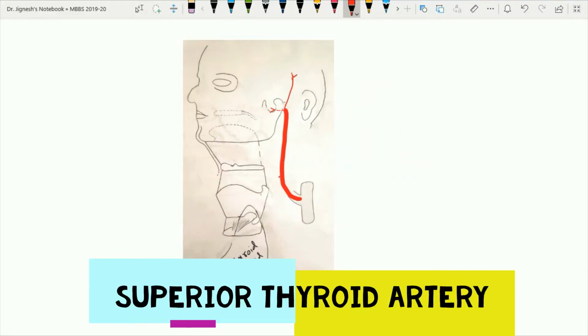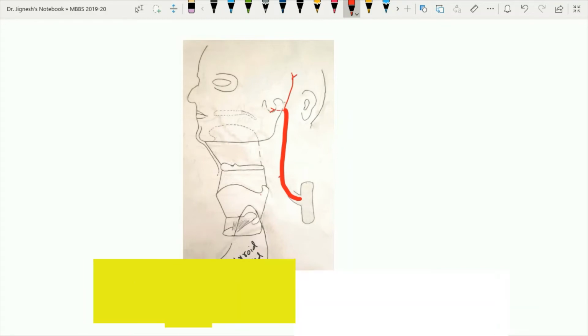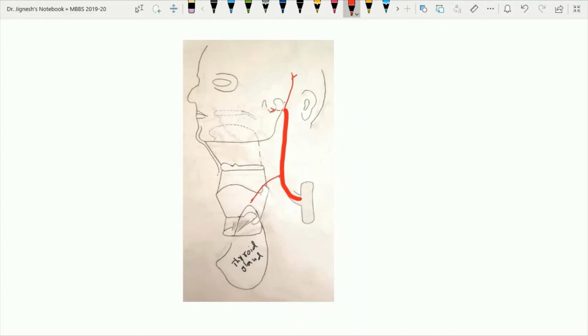Now let's see the superior thyroid artery. The superior thyroid artery is going to arise from the anterior aspect of the external carotid artery just below the greater cornu of the hyoid bone. This artery passes downward and forward and reaches the upper border of the thyroid gland, and at the upper border of the thyroid gland, it is going to divide into two terminal branches.